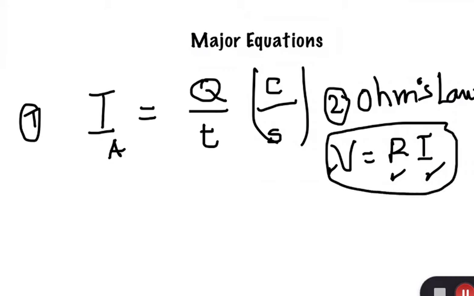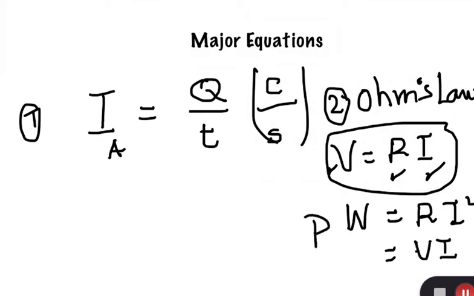Related to Ohm's law, we can also talk about power. So power, which is in watts, equals R I squared, which is also, so let's say power P, also VI. So those are the two equations for the power. Actually there are more than two. So that's number 3.